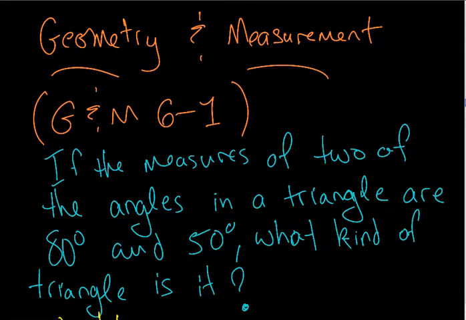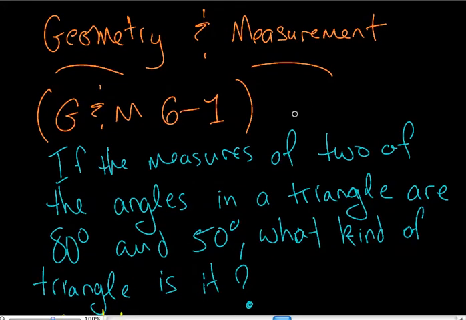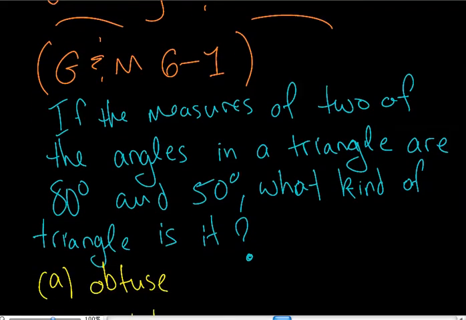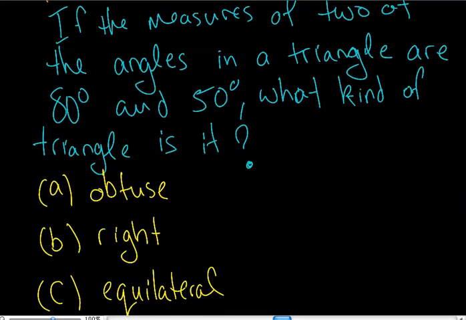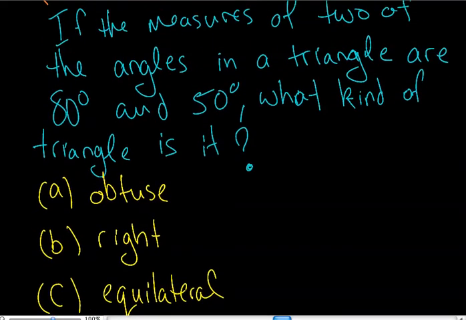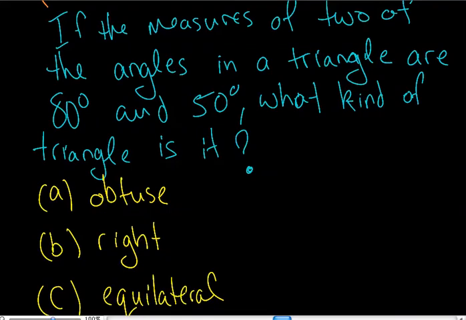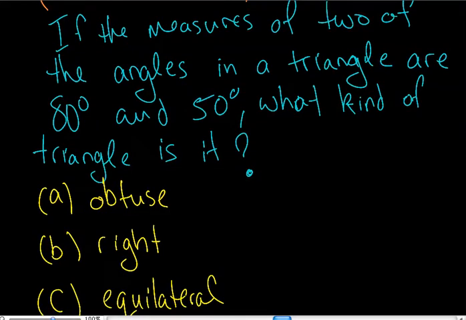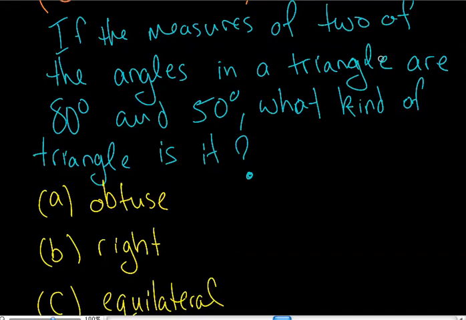Here's another geometry video, strand 6-1 on the NECAP. This one requires a little bit of prior knowledge, so let's see what it's asking about. If the measures of two of the angles in a triangle are 80 degrees and 50 degrees, what kind of triangle is it? Okay, so first off, it's a triangle, right?